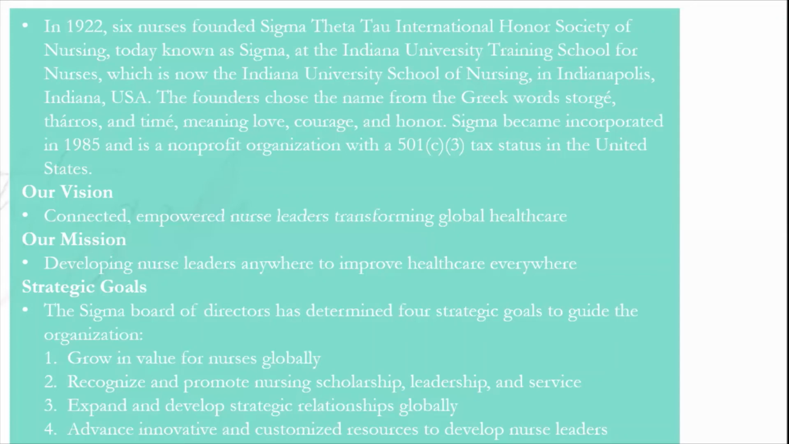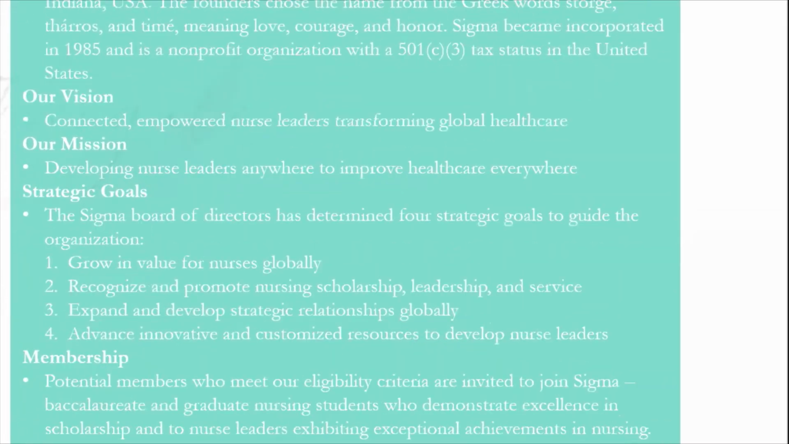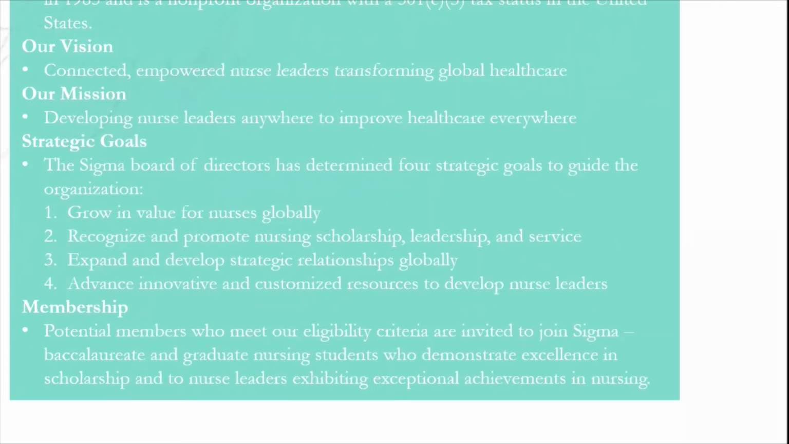Their mission is developing nurse leaders everywhere to improve healthcare everywhere, and their strategic goals include the following. The Sigma Board of Directors has determined 4 strategic goals to guide the organization: grow in value for nurses globally, recognize and promote nursing scholarship, leadership, and service, expand and develop strategic relationships globally, and advance innovative and customized resources to develop nurse leaders. Potential members who meet the eligibility criteria are invited to join Sigma: baccalaureate and graduate nursing students who demonstrate excellence in scholarship, and nurse leaders exhibiting exceptional achievements in nursing.